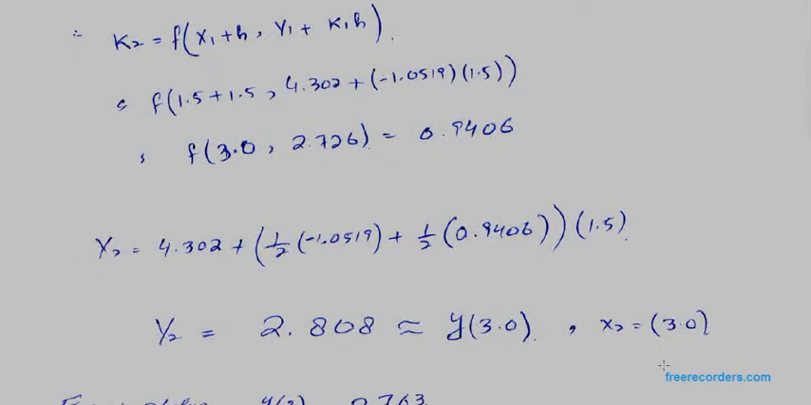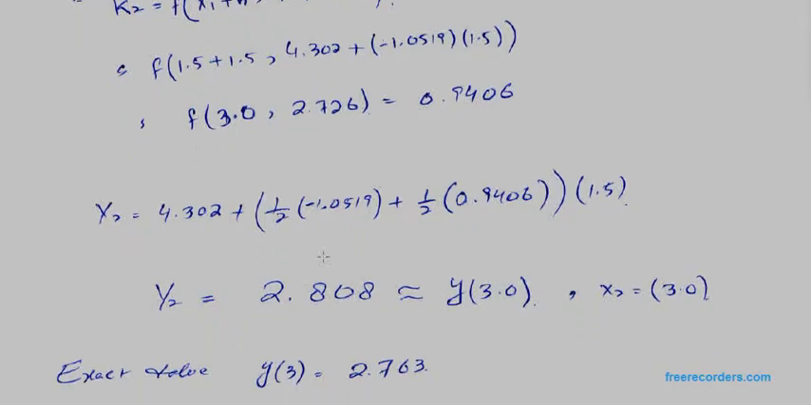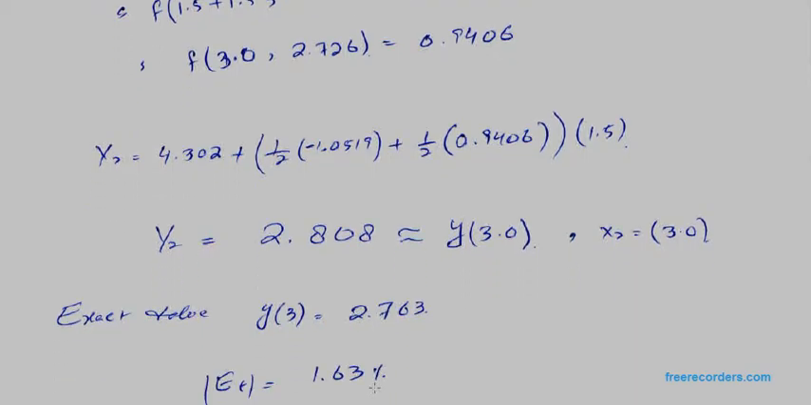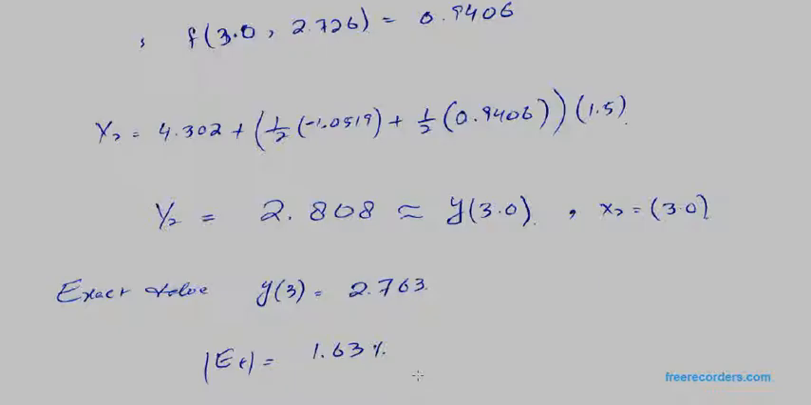If we find the exact value of y at x equal to 3, it is 2.763, and when you find the absolute error, it becomes 1.63%. This is a very small error as compared to other methods.